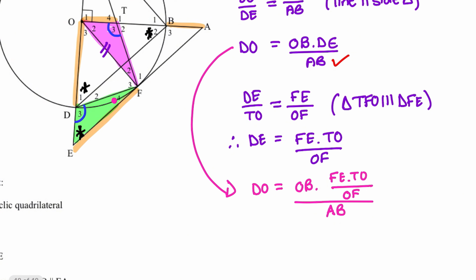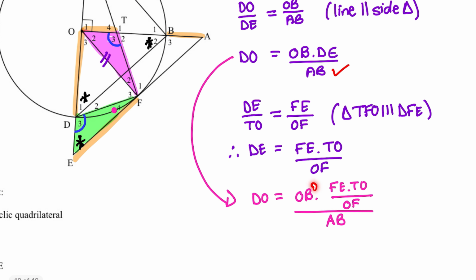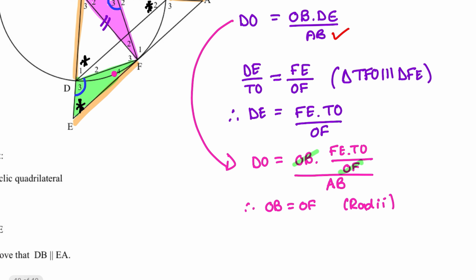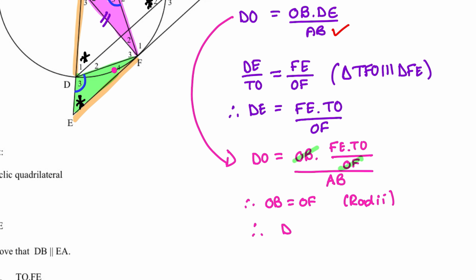And what I want you to notice is that OB is a radius, and OF is a radius as well. Therefore, we have OB is equal to OF. Those are radii. That means that the radii would cancel each other out, and therefore DO is equal to FE times TO over AB. And that is what we wanted to prove.